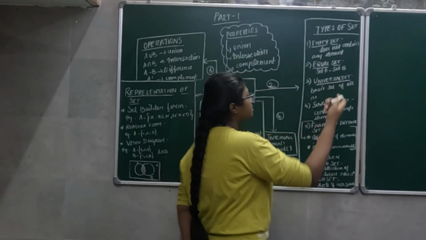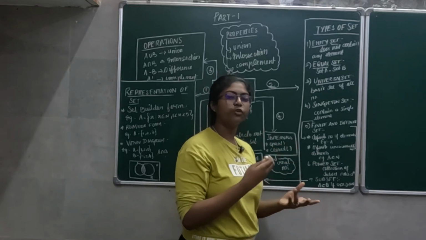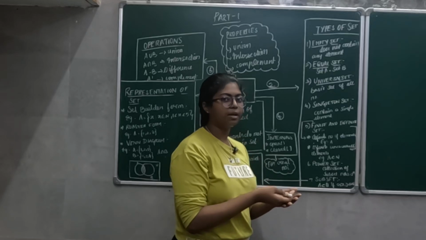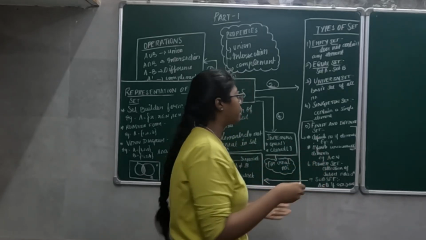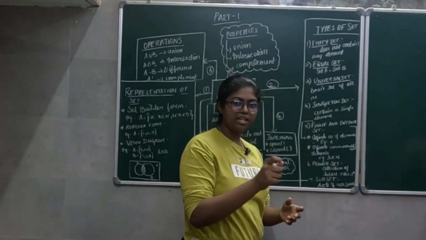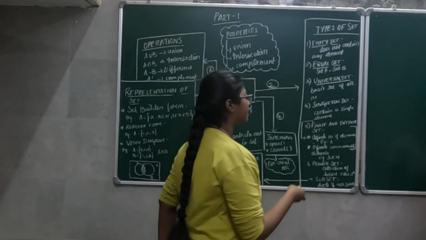Then the universal set is the basic set of all numbers. For example, natural numbers, real numbers, irrational numbers, rational numbers, everything comes under the universal set. Then a singleton set is a set where only one single element is present.